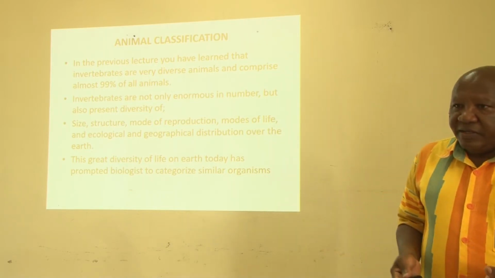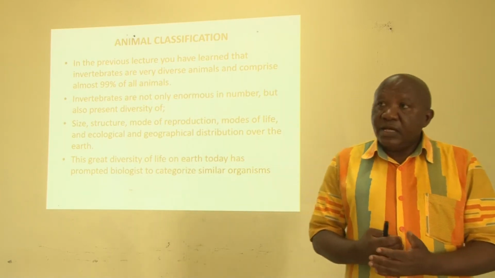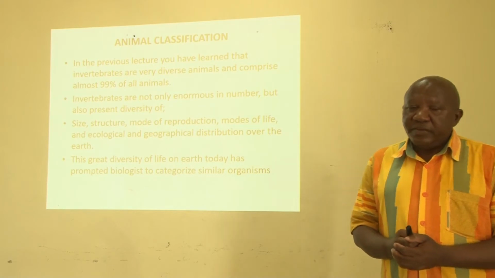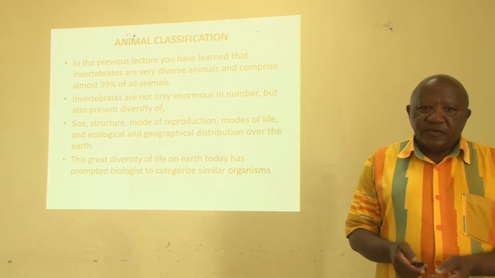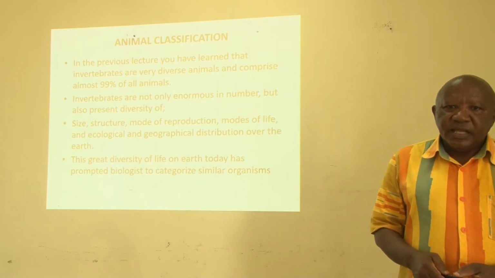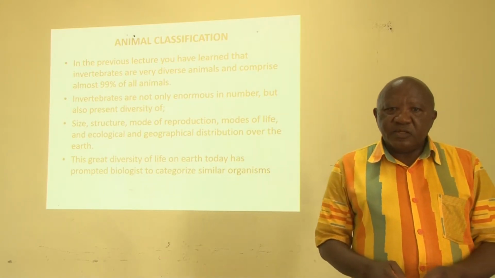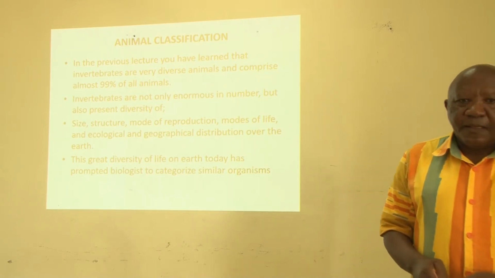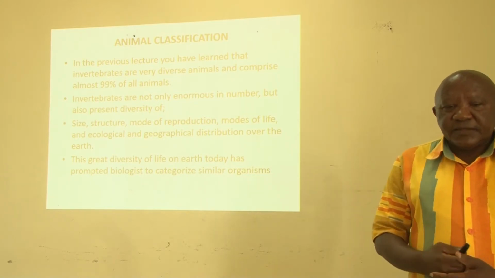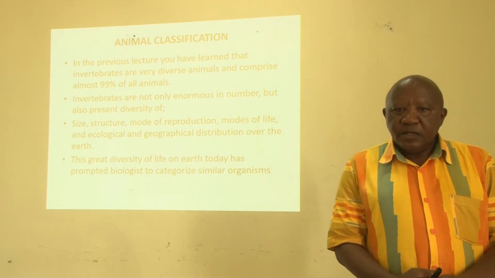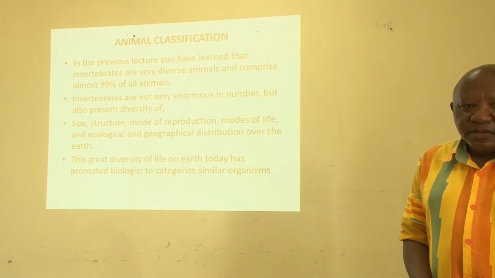After appreciating the diversity and the economic and the ecological importance of invertebrates, let us now look at how these animals are classified. In the previous lecture, you have learned that invertebrates are very diverse animals and they comprise about 99% of all animals. Invertebrates are not only dominant in numbers, but also present diversity of size, structure, mode of reproduction, modes of life, and the ecological and the geographical distribution on the earth.